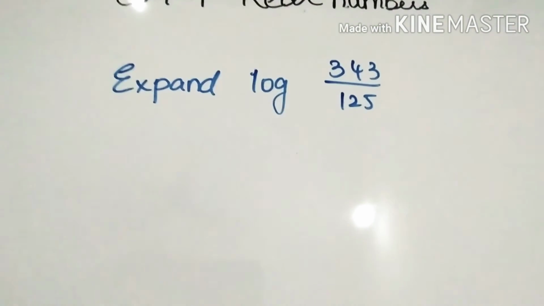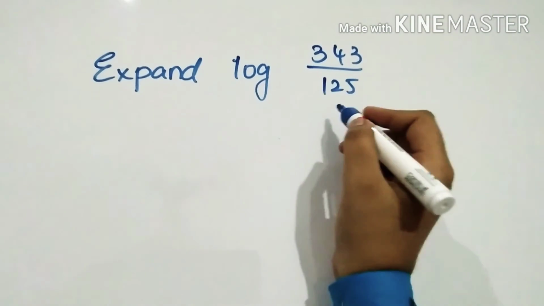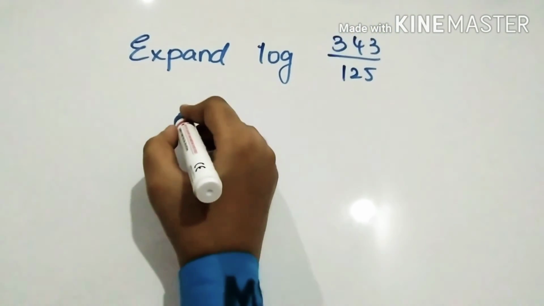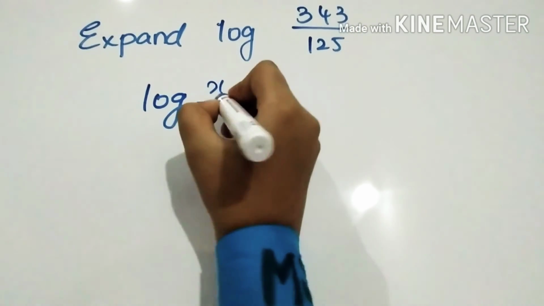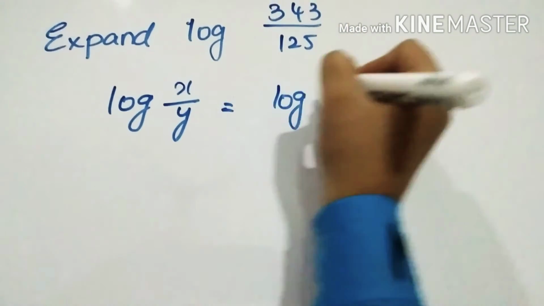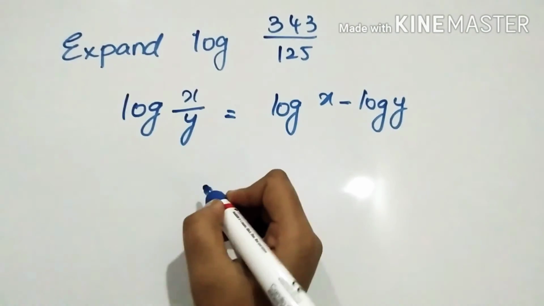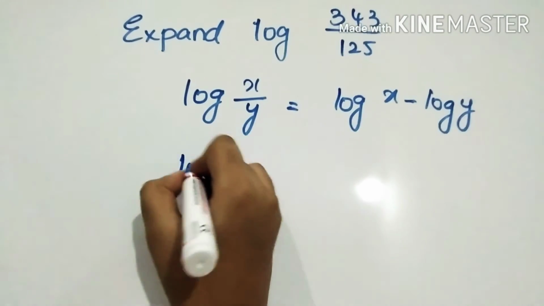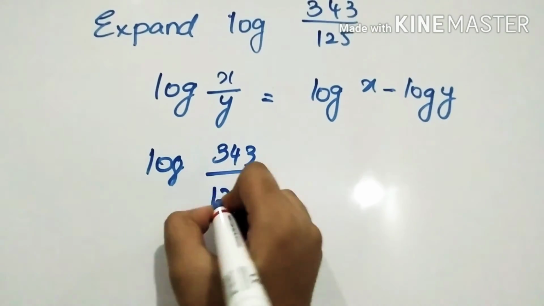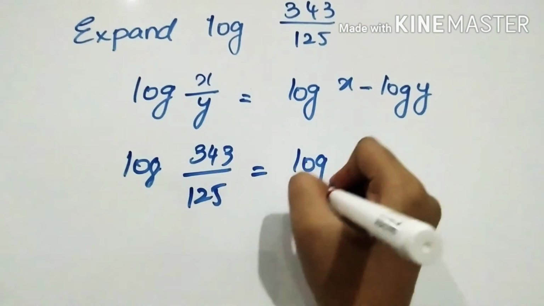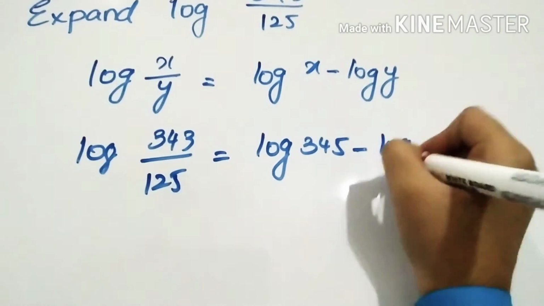So we have an expression here. Expand log 343 by 125. In which format is this going to be? Log x by y is equal to log x minus log y. So we will apply this formula. So log 343 by 125 is equal to log 343 minus log 125.